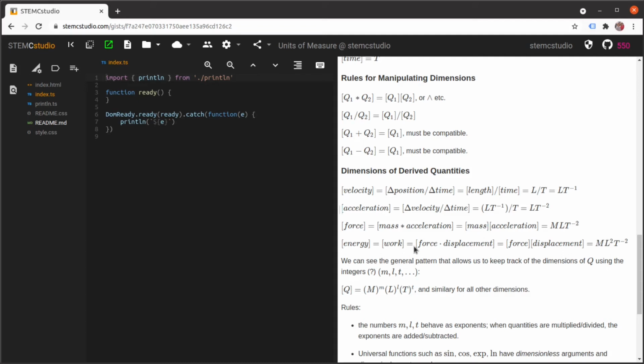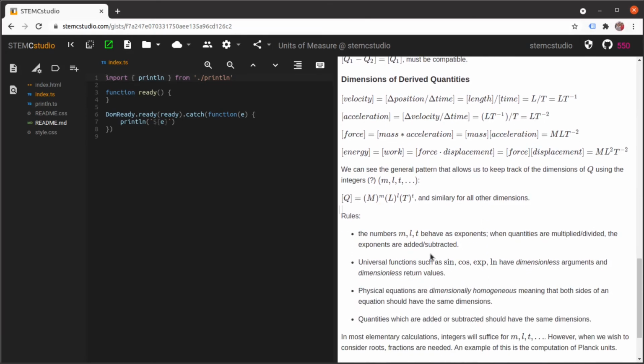And if you look back at how we have done our examples here in our derivations, you can see that these quantities, m, l, t, are just behaving as exponents. So in other words, when we multiply two quantities, the way that we compute the dimensions is by adding or subtracting. So in the case of multiplication, we add, and in the case when we divide, we subtract.